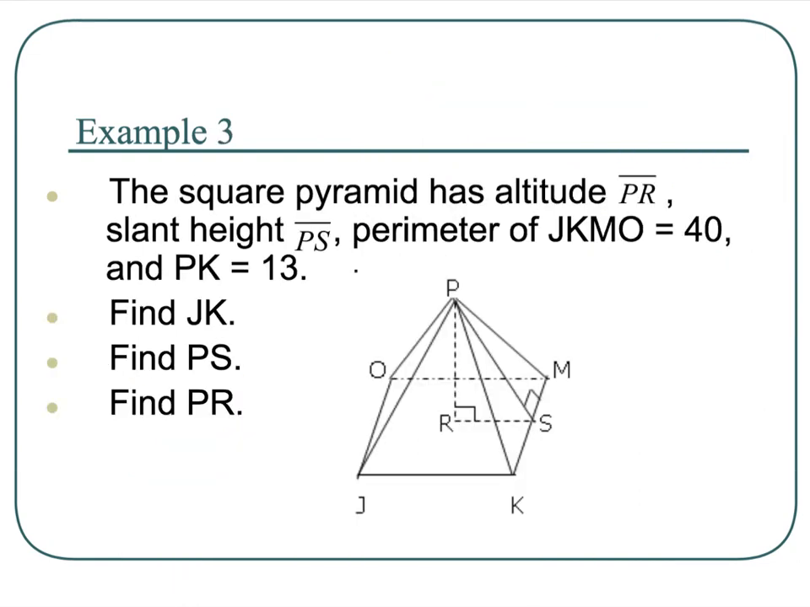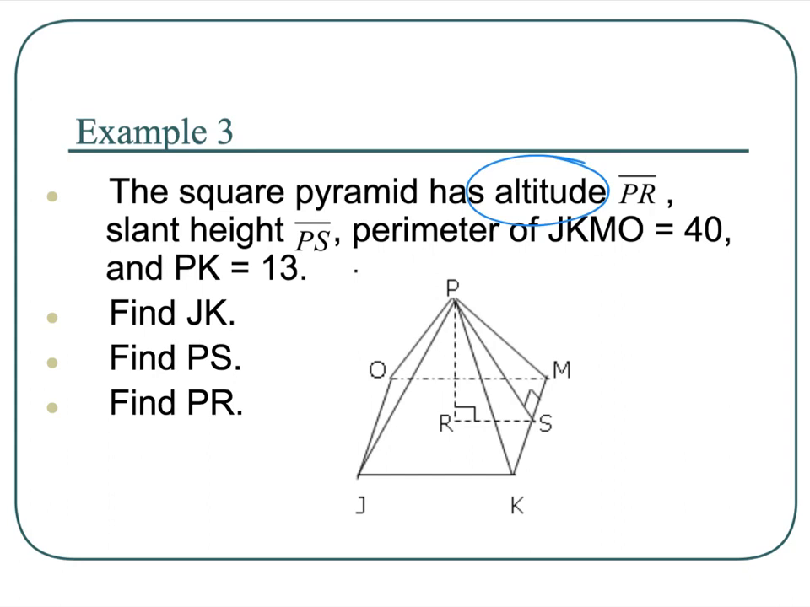All right, last one here, folks. We got the square pyramid has an altitude PR, right? Altitude or your actual height, however you want to word it. The slant height is PS, and oftentimes we will just call it the altitude so it's not confused with the slant height, but it can be referred to as the height, okay? And the perimeter of JKMO is 40.